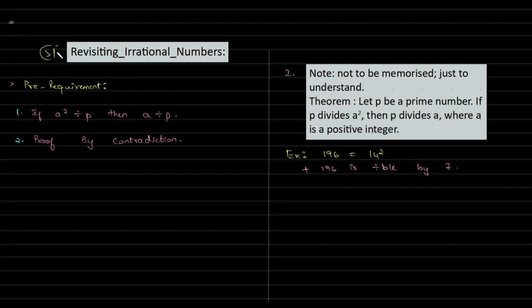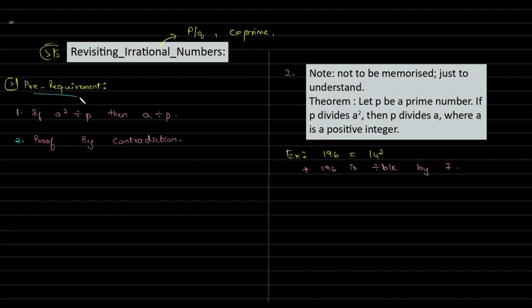Revisiting irrational numbers. Irrational numbers are the numbers which cannot be written in the form of p divided by q, where p and q are co-prime and q is not equal to 0. So all of these words you need to understand: the word co-prime, and the irrational number itself. All of these words have to be clear, and you can learn this in your math basics.